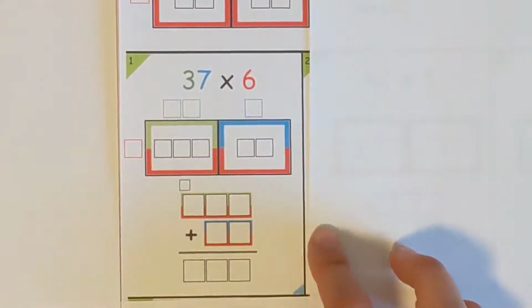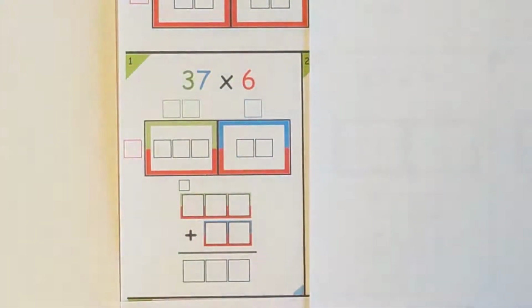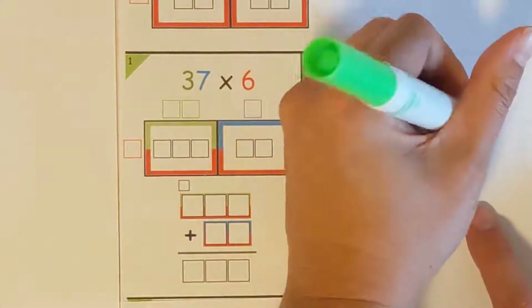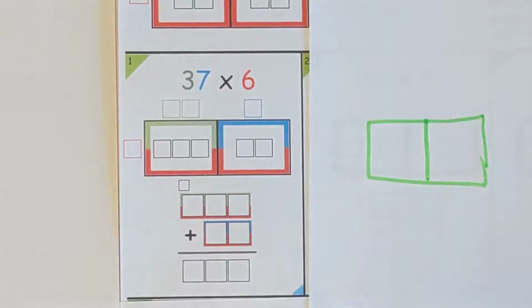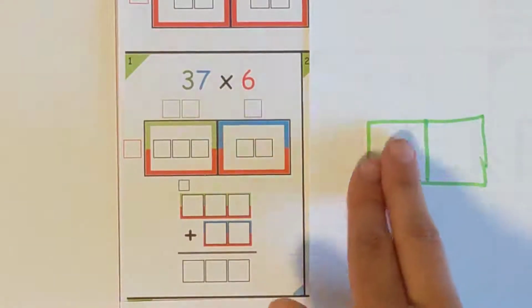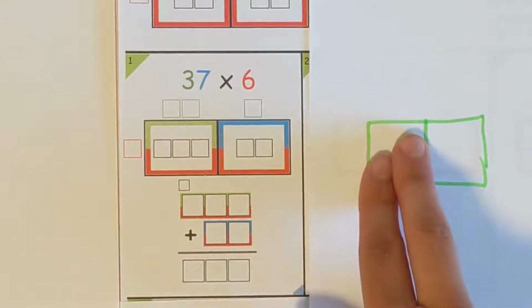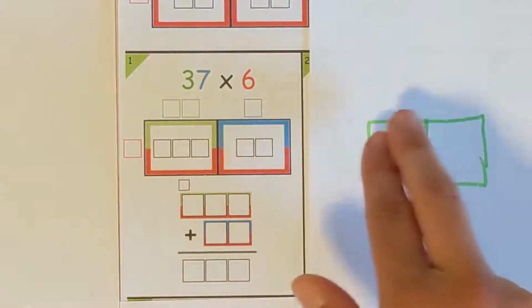But for the area model, I'm also going to draw one here in case you don't have it and want to see how to do it with just a blank piece of paper. So we are doing 37 times 6. Take a look at that first number. How many digits does it have? It has 2 digits. We have the 3, which is 30, and then we have the 7, which is 7. So that's why when I drew this, I did 2 boxes. One for the 30 and one for the 7.